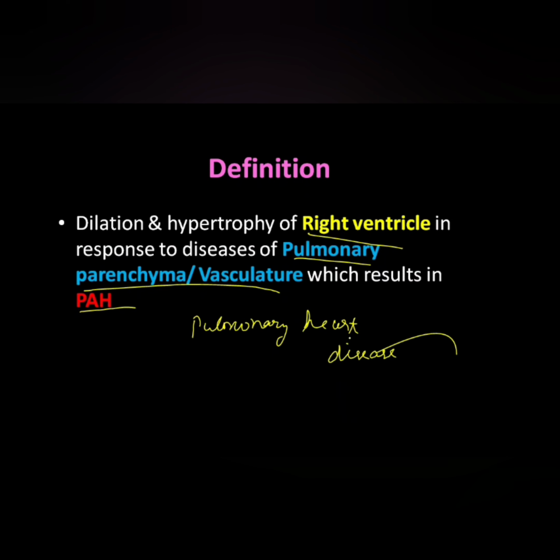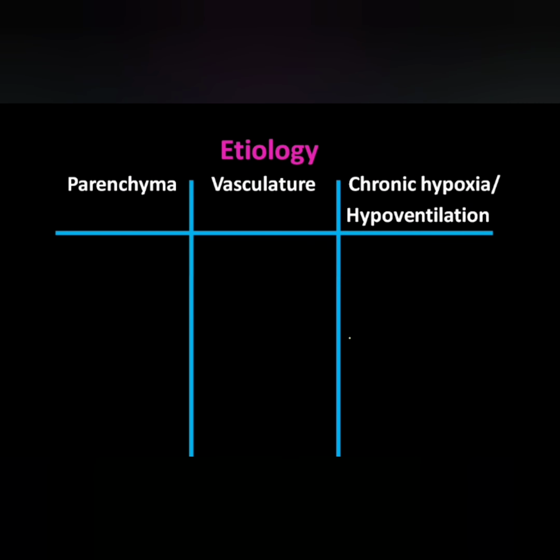Alright, now what causes cor pulmonale? Any diseases that affect your pulmonary parenchyma like COPD, interstitial lung diseases, cystic fibrosis or bronchiectasis can cause cor pulmonale. Any diseases that affect pulmonary vasculature like thromboembolic diseases, both acute and chronic, and also pulmonary artery hypertension can cause cor pulmonale. When you're exposed to chronic hypoxia or when there is hypoventilation, again it can result in cor pulmonale.